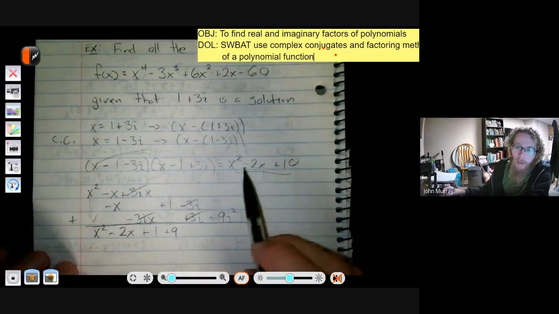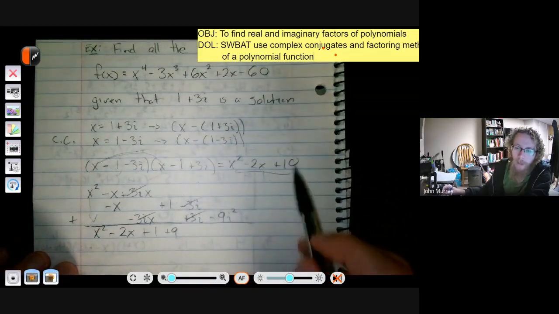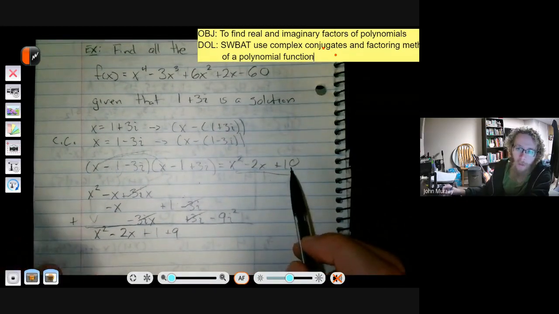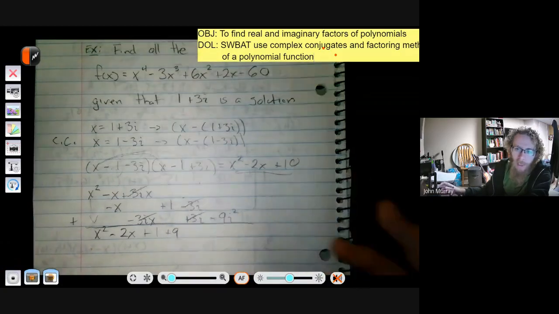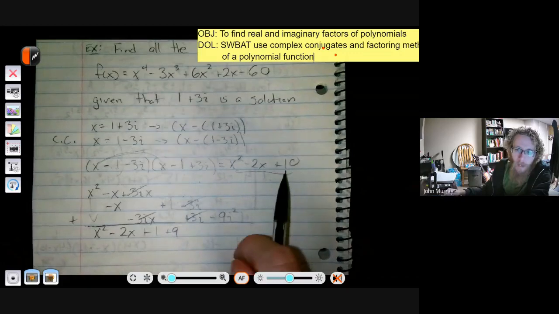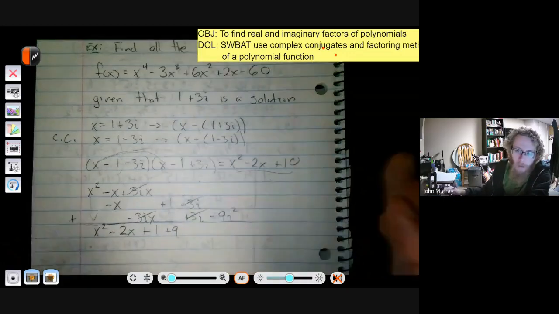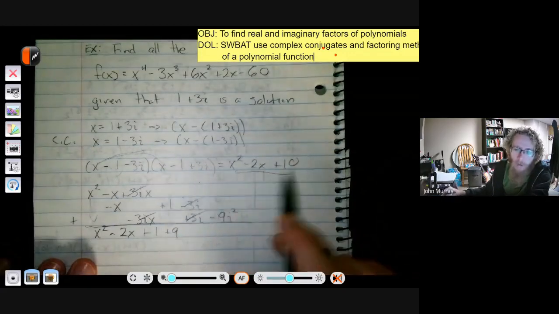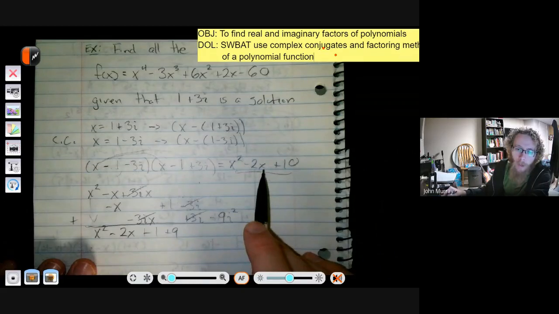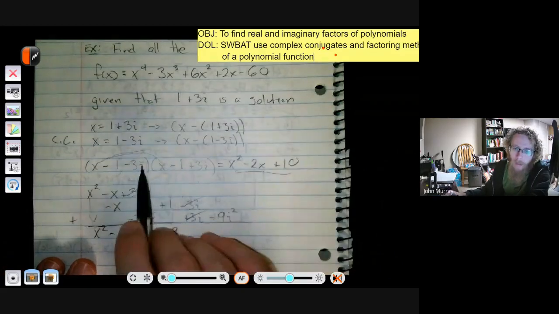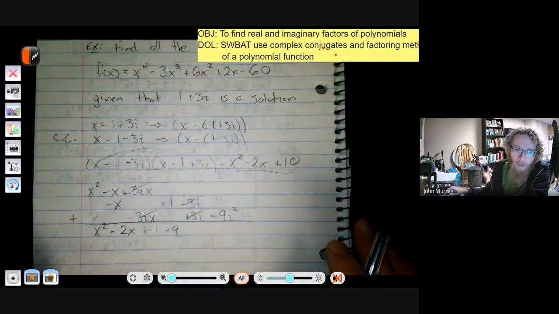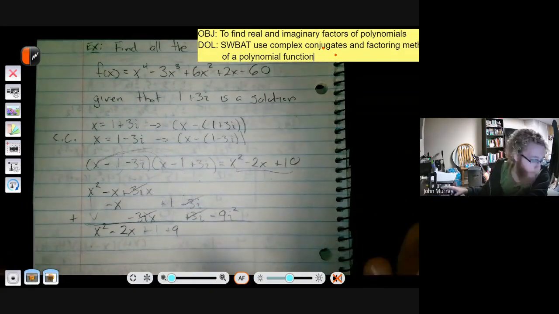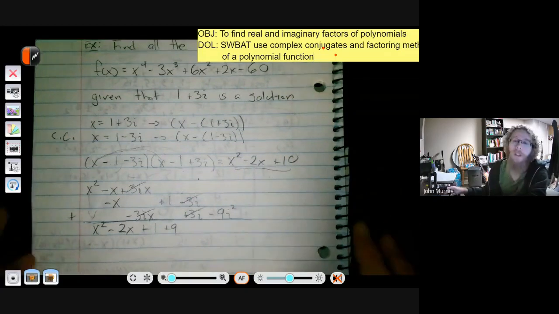Now, if I try to go backwards and factor this, there are no two numbers that multiply to 10 that will add up to 2, right? 1 and 10 give me 9 or 11. And 2 and 5 get me 3 or 7, right? So this is an unfactorable quadratic, and we know that because we got it from imaginary roots. All right. Unfortunately, we're not done yet, though.